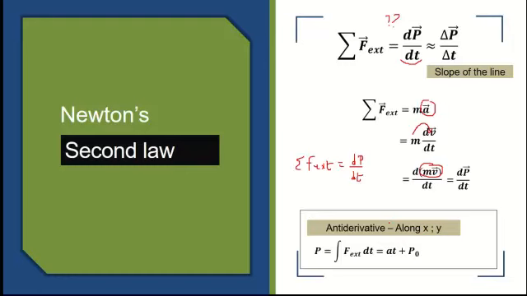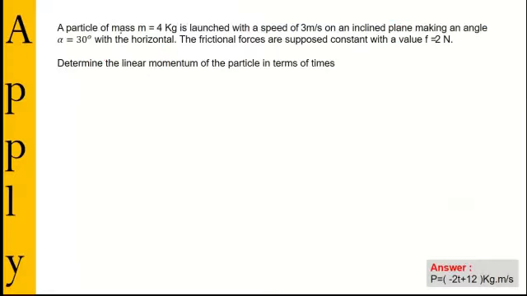So now we'll do a small application. A particle of mass m equal to 4 kilograms is launched with a speed of 3 meters per second on an inclined plane, making an angle alpha equal to 30 degrees with the horizontal. And you have the forces of friction.